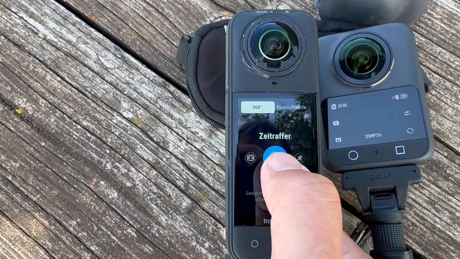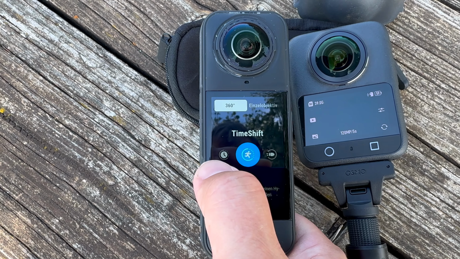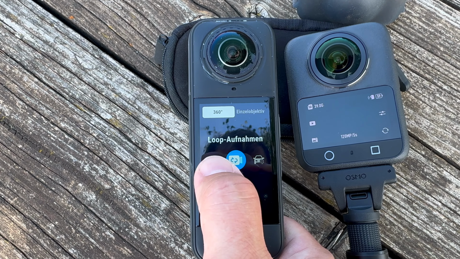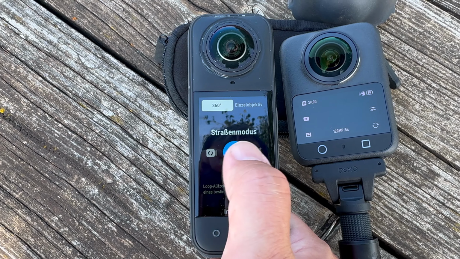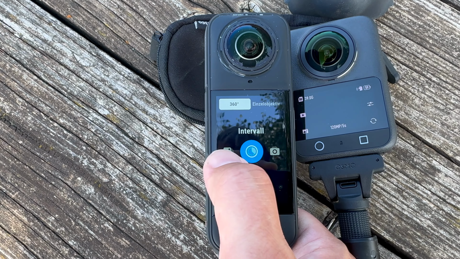Slow motion, time shift, bullet time, loop, street mode, time lapse, series, interval.